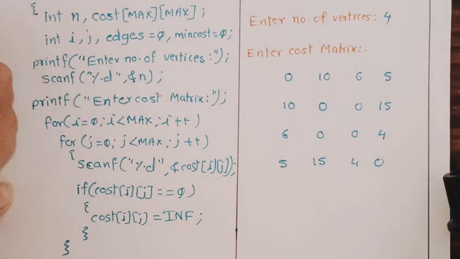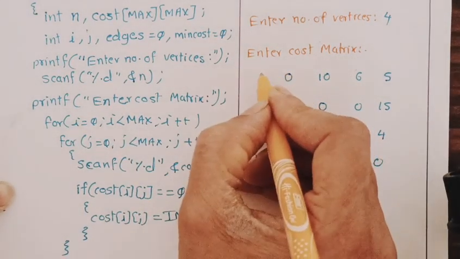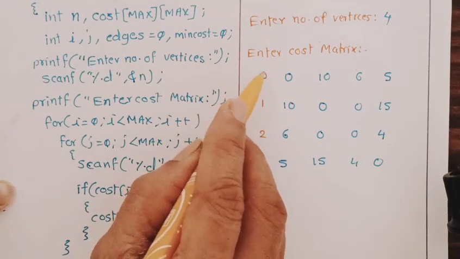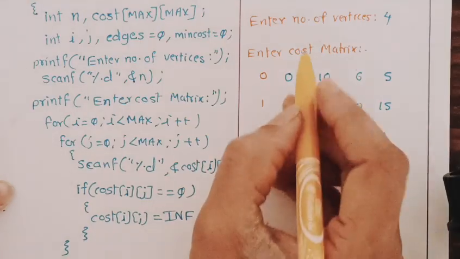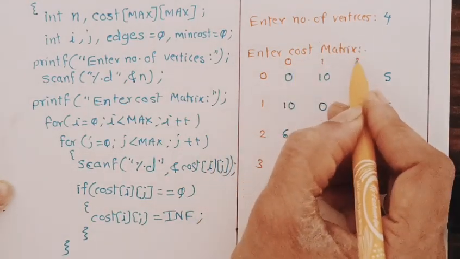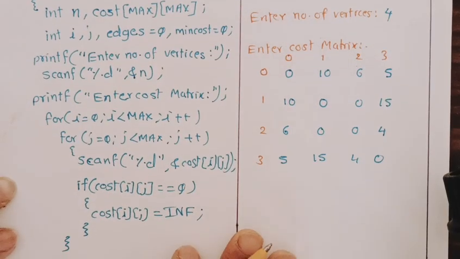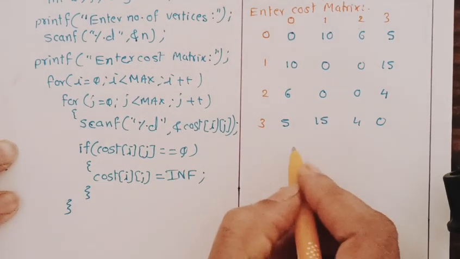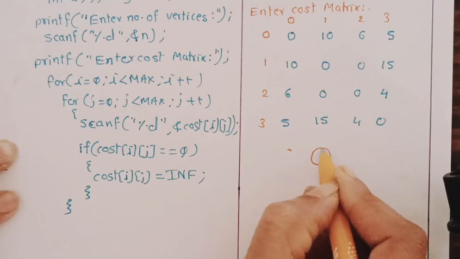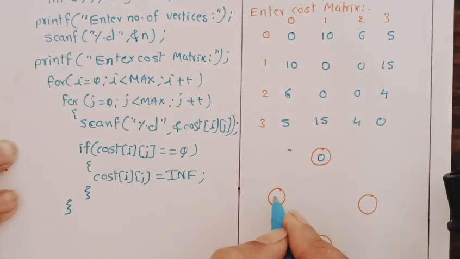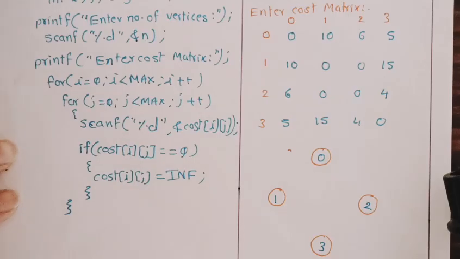So how do you find out the cost matrix? 0, 1, 2, 3, from the 0th vertex, first, second, third vertices. And here also 0, 1, 2, 3. So from 0 to 0. How many vertices are there? 4 vertices are there: 0, 1, 2 and 3.